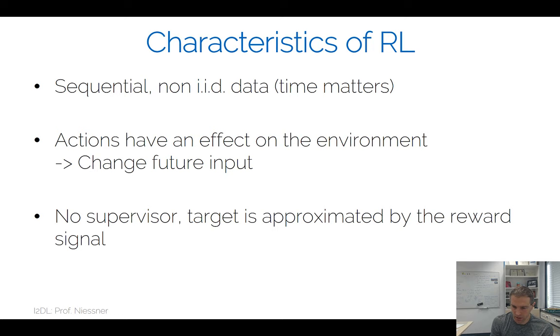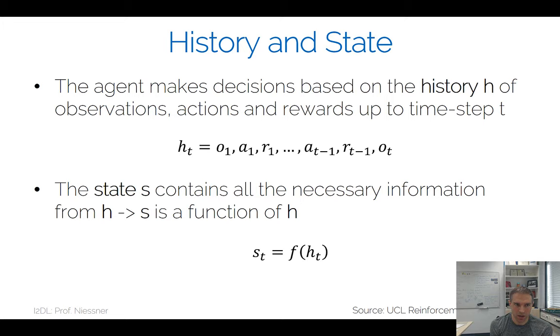Okay, so now we have this sequence, the sequential model, and that means we have a history of actions, and we have a state. The agent makes decisions based on the history H of observations, actions, and rewards up to the time step. So these are all the observations, actions, and rewards that I had so far, right? I just concatenated all of these together. This is my history. And then I have my state S that contains all the necessary information. My state depends on H as input, so all the stuff we had before, and we're mapping this to a state. This is a function that we're essentially learning, right? So we're trying to make sure that the state depends on everything you have done before.